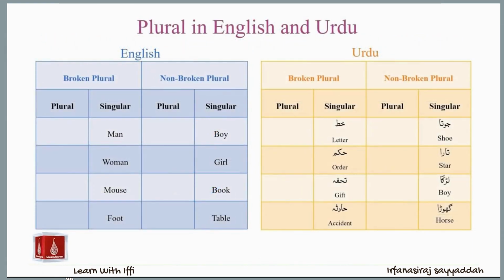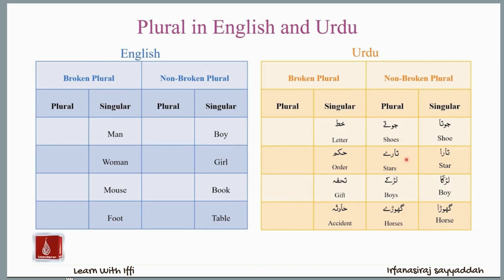Let us look at how plural words are made in English and Urdu so that we can apply the same concepts to the study of plural words in Arabic. This is a column of singular words in Urdu: Juta, which means shoe, Tara, which means star, Ladka, which means boy, and Ghoda, which means horse. The corresponding plural words are: Juta becomes jute, Tara becomes tare, Ladka becomes ladke, and Ghoda becomes ghode.